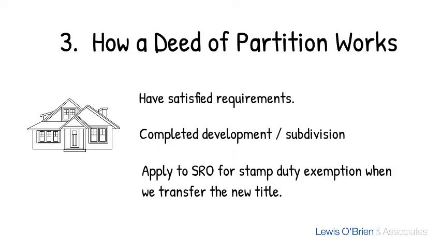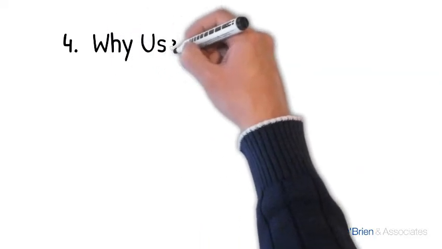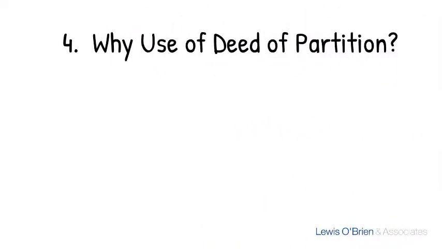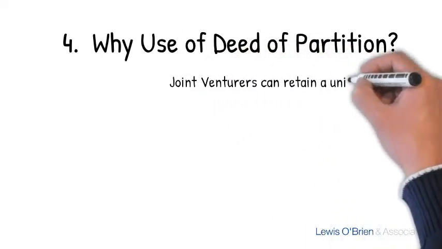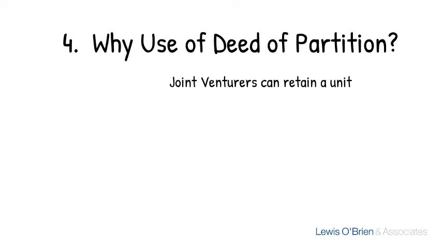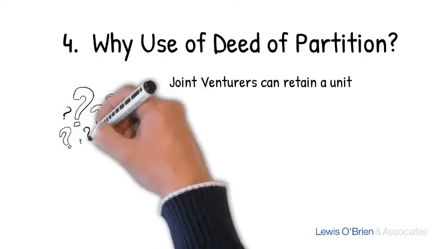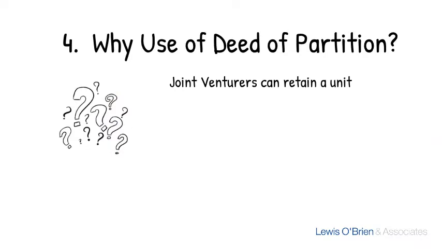The application to the State Revenue Office will be assessed as a complex assessment. That is, an individual will actually review it, so it's important to get the details right. Let's look at a couple of examples where a deed of partition can work quite well. An obvious example is where we have 2, 3, or 4 parties who are jointly developing a property in the expectation that once the development is complete, that they will actually retain one of the completed units. We can use a deed of partition to ensure that when the development is complete, that units can be transferred to each of our joint venturers without paying further stamp duty.